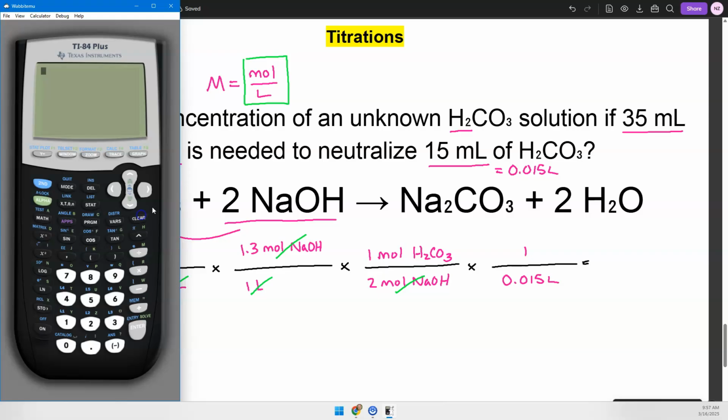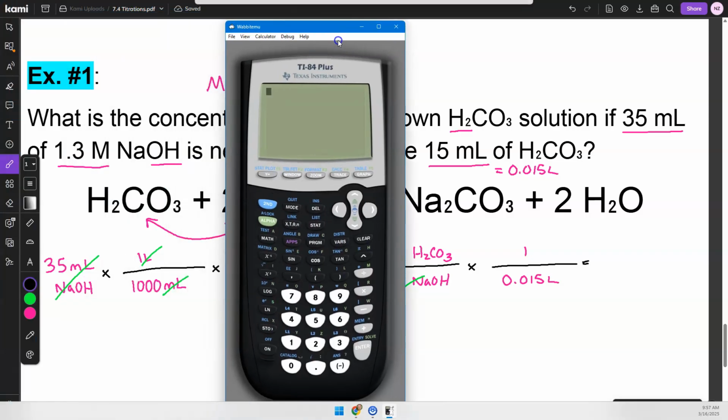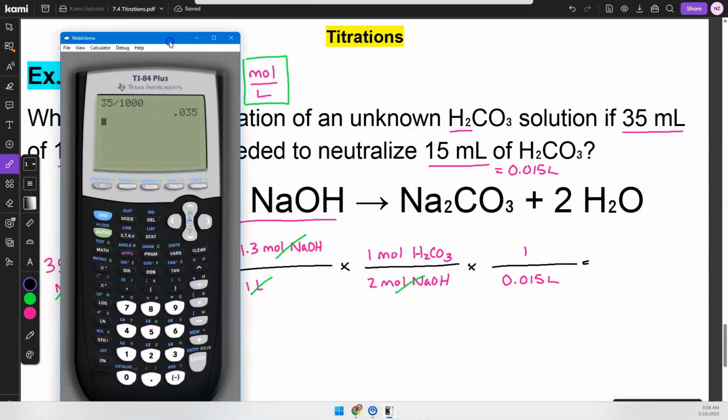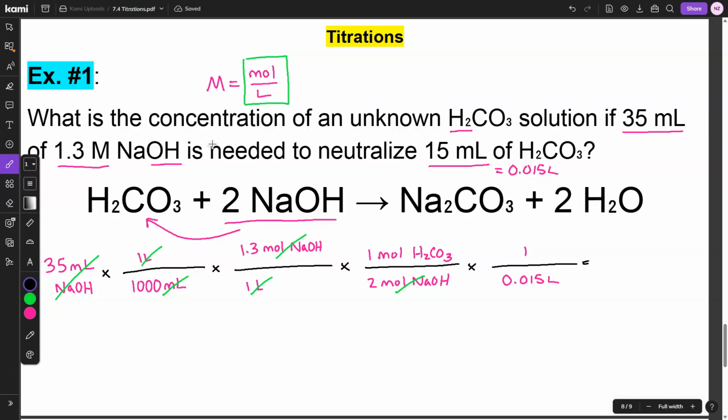but this is how we're going to find our molarity. All right, so we're going to start by taking 35. We're going to divide by 1,000. We're going to multiply by 1.3. We're going to divide by 2. And then we're going to divide by 0.015. And there's our answer. 1.5 molar is our answer here.